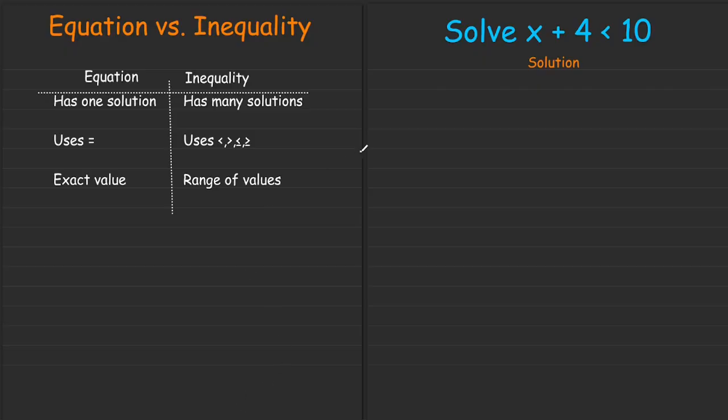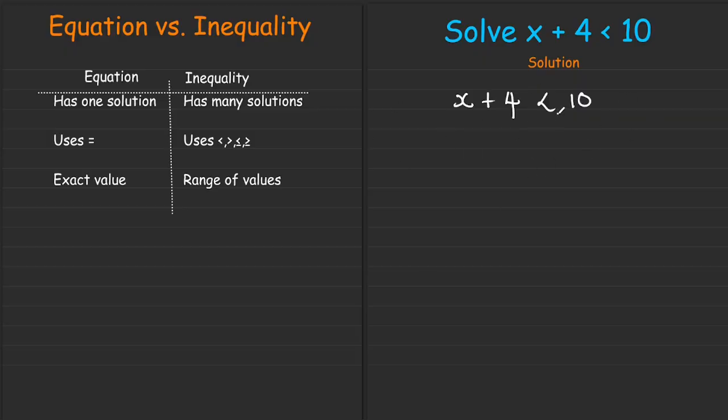So what do we have here? It says solve x plus 4 less than 10. So we have x plus 4, and then it should be less than 10. When it comes to solving inequalities, you just use the same set of rules we learned for equations. The only thing you need to know is your final answer is a range of values.